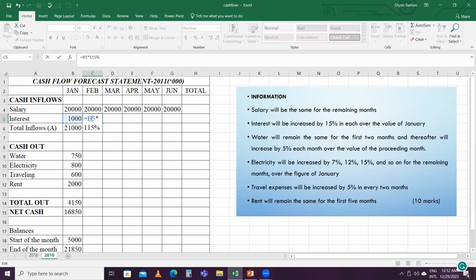Now you know it will be increased by 15% over the value of January. So the January figure should be constant. Therefore, we are going to fix the cells, or make them absolute, by using the F4 key. After that, we are going to drag it up to the month of June. Then we have to get the total inflow. So total inflow equals the summation of salary and interest.